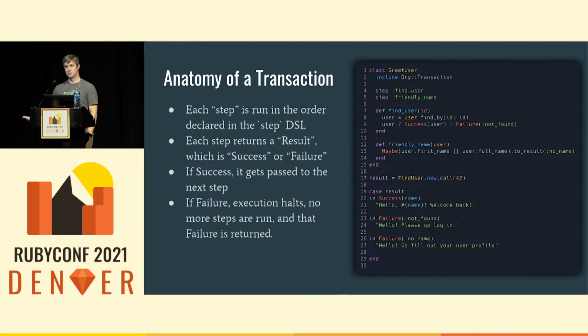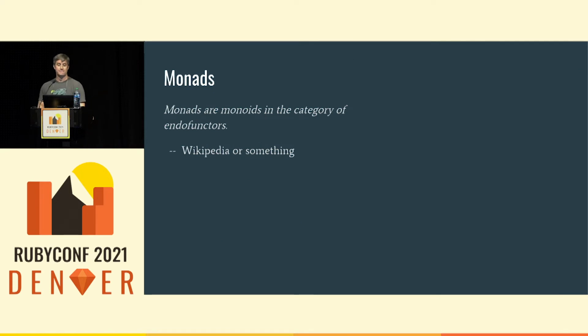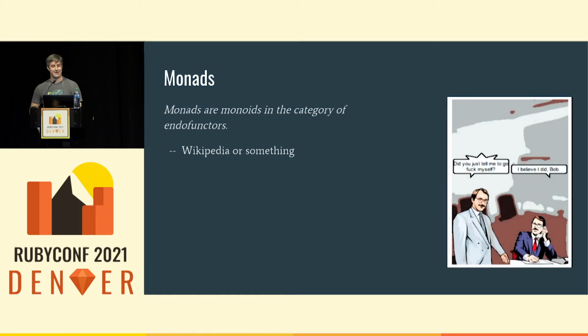I keep talking about result and success and failure. What does that mean? It's an idea that's borrowed from typed languages like Haskell or Elm or Rust, and it's called a monad. A monad can be a fairly esoteric, abstract concept, but it's really simple. A monad is a monoid in the category of endofunctors. Yeah, I don't know what that means either. It's like a burrito or a taco or something, I forget.